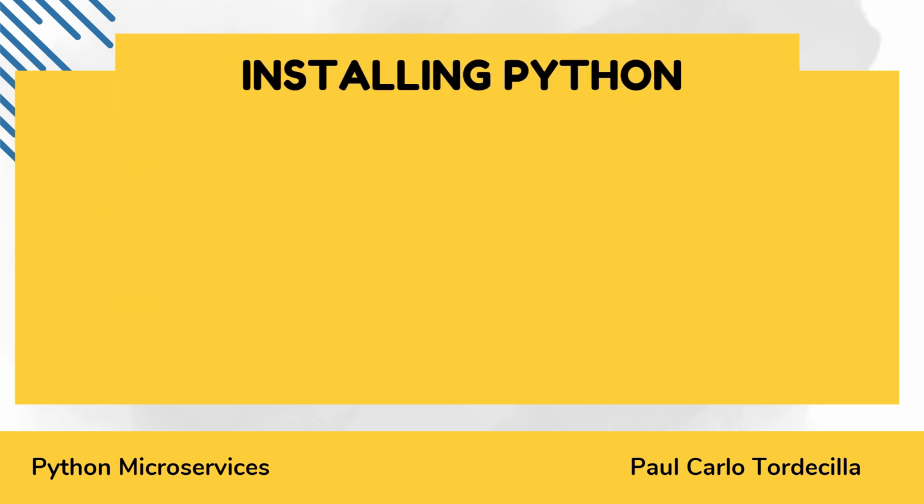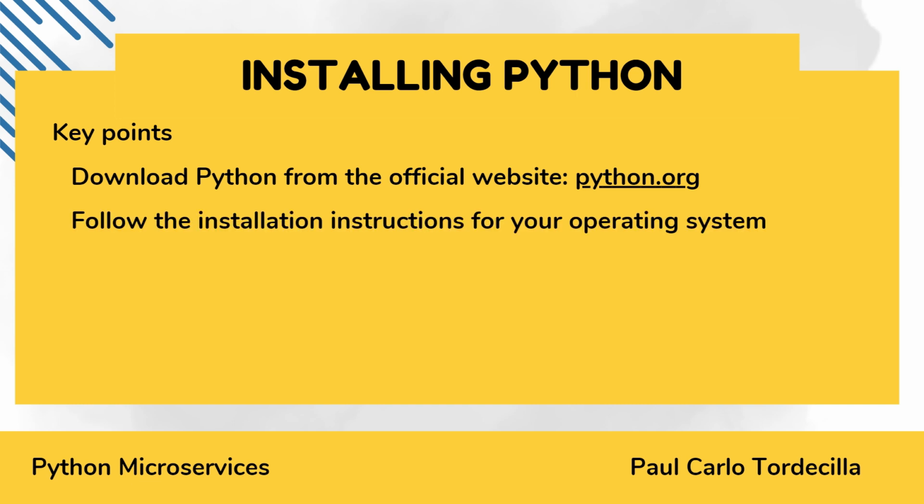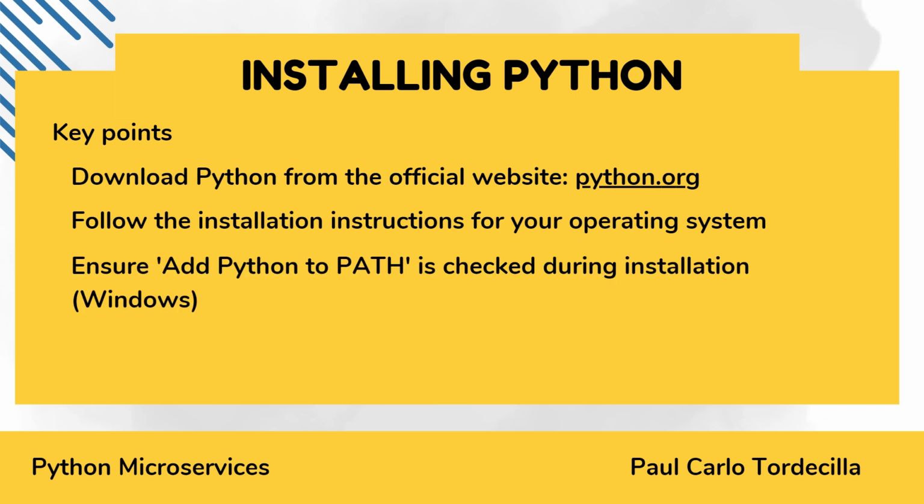First, we need to ensure Python is installed on your system. Python is available for various operating systems, including Windows, macOS, and Linux. You can download the latest version of Python from the official website, python.org. Then follow the installation instructions for your operating system. Ensure "Add Python to PATH" is checked during installation. That's in Windows.